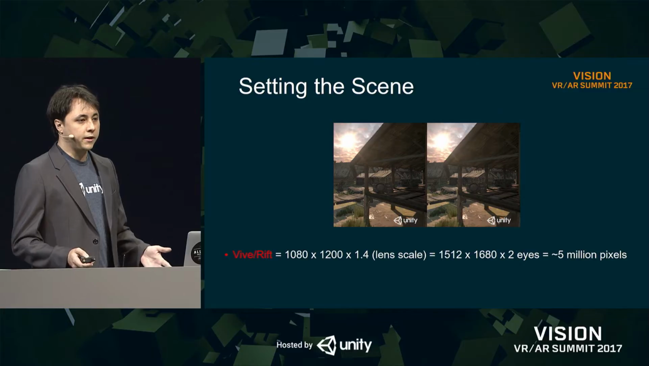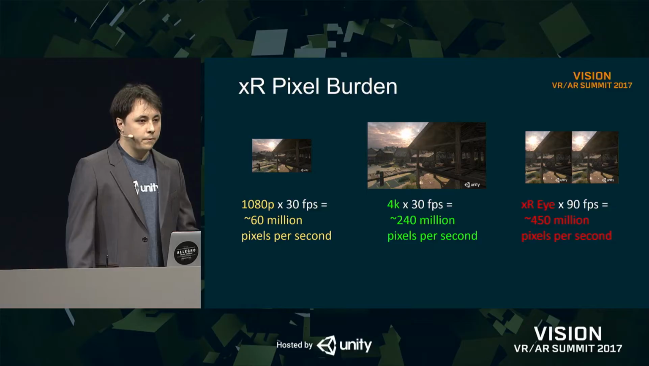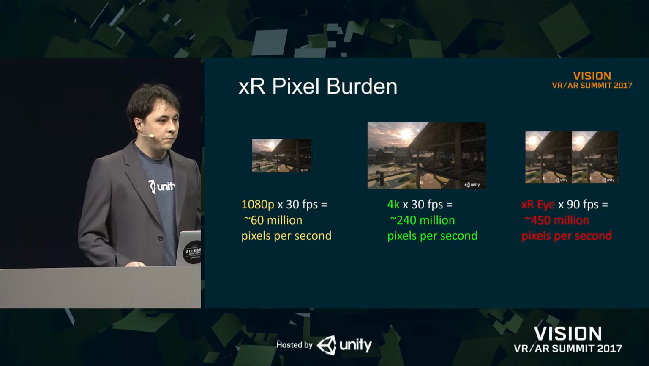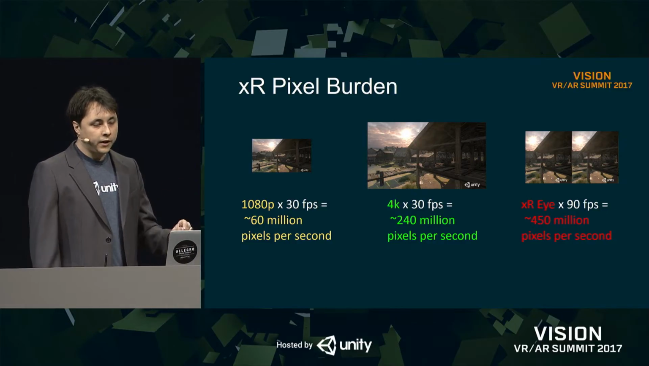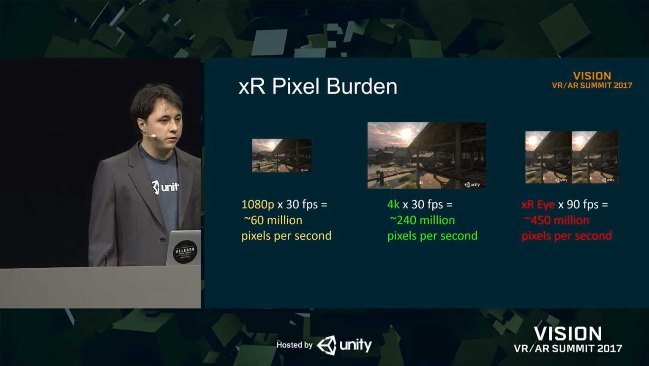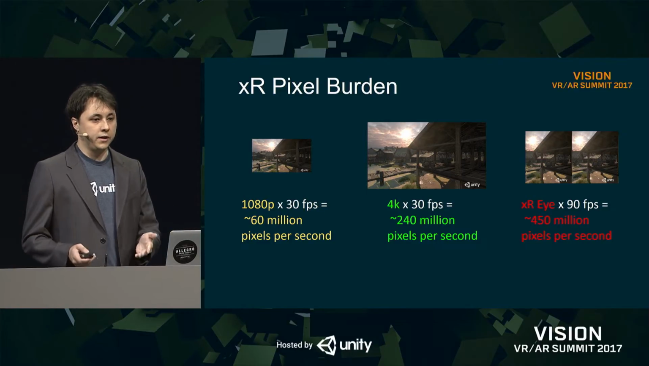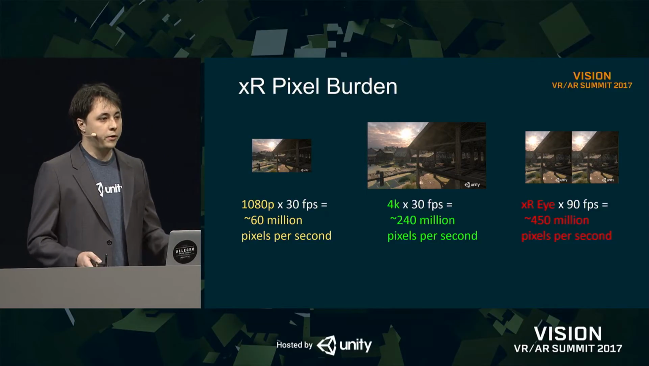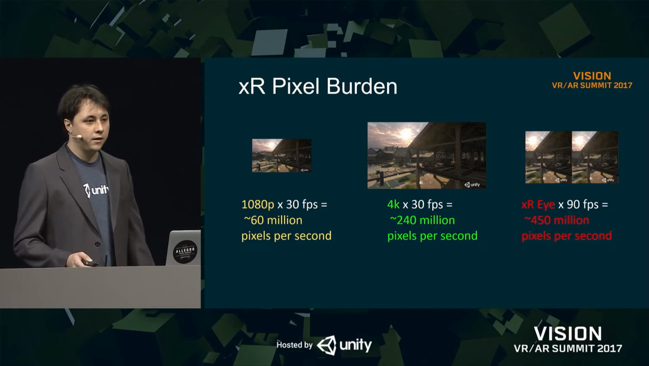That's a lot of pixels already, but we need to take something else into account, and that's frame rate. On 1080p games, you can get away with rendering at 30, which means you're processing around 60 million pixels per second. On a 4K game, also at 30, you're processing around 240 million pixels per second. Now VR, we all know you have to run at 90. So that means we have to process a whopping 450 million pixels per second. That's almost twice as much as 4K.